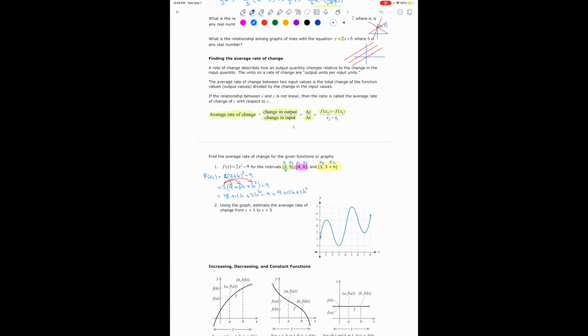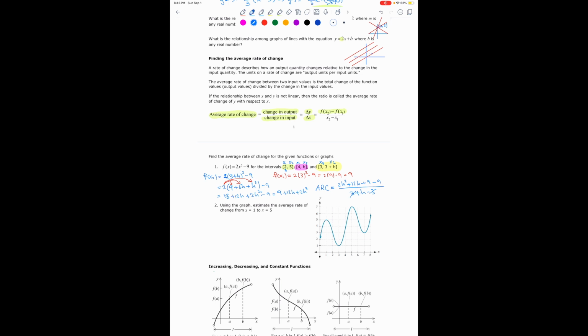And then f of x1, I'm going to do it here, is equal to 2 times 3 squared minus 9, which will be 2 times 9 minus 9. That is equal to 9, which is 18 minus 9. And now the average rate of change, again, I'm going to be lazy, is equal to f of x2, which is, I'm going to rewrite the expression so the highest power is first, 2h squared plus 12h plus 9, and then minus 9 minus f of x1, all divided by 3 plus h minus 3.